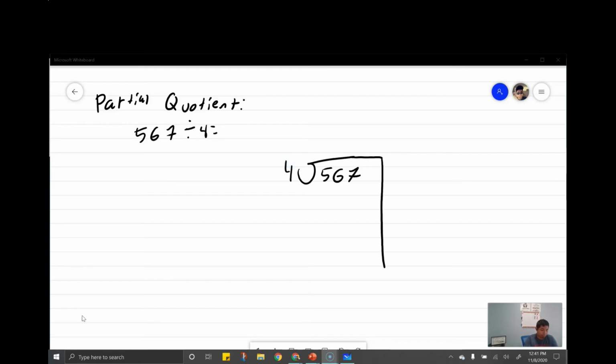And this way we need a help box, just like the partial products and the area model and everything. And we're going to be using power of 10 a lot, okay? Remember, when we multiply large numbers, we use power of 10, so that way it's much easier to do things. So my question to you is, 4 times what can give me close to 567? So this is where I use power of 10.